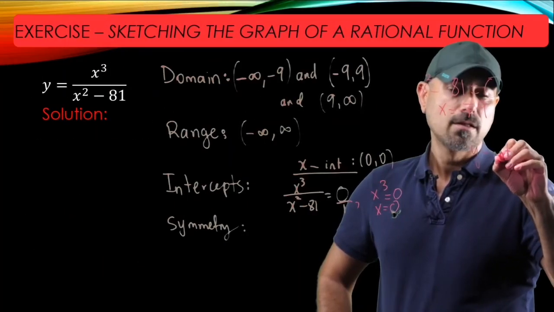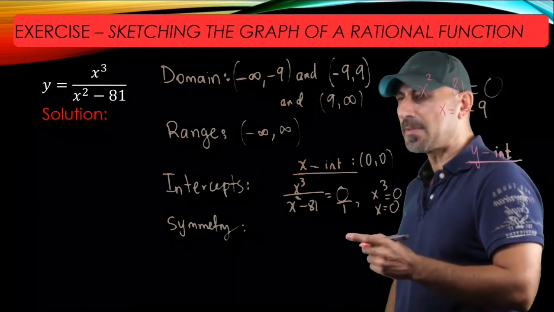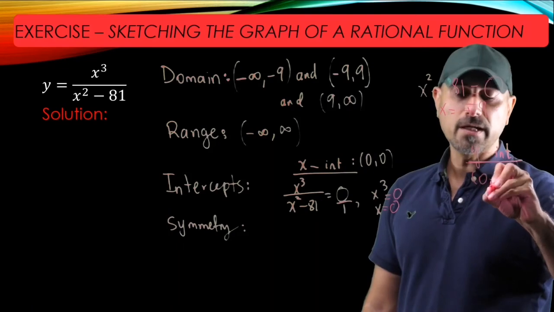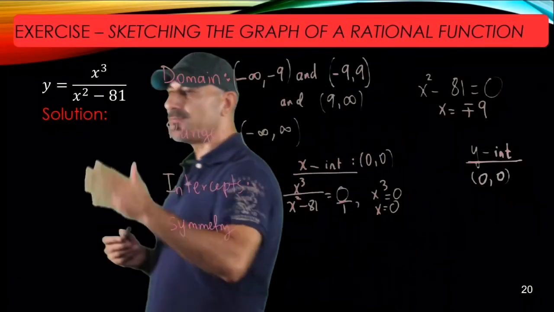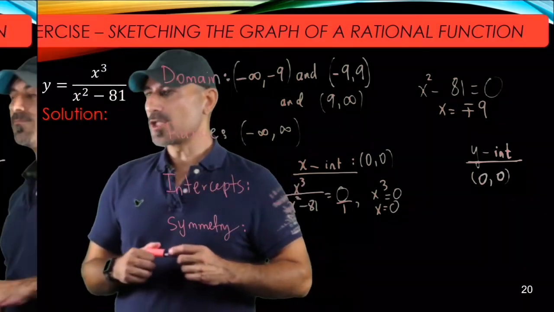Okay? Well, for the y-intercept, we plug in 0 for x and then check the corresponding function value, which we just did. So the y-intercept as well is the origin. The graph of this function is going to cross the x and y axes at the origin.